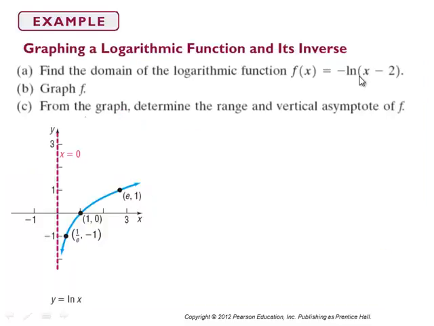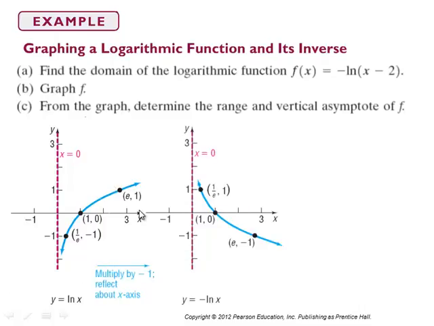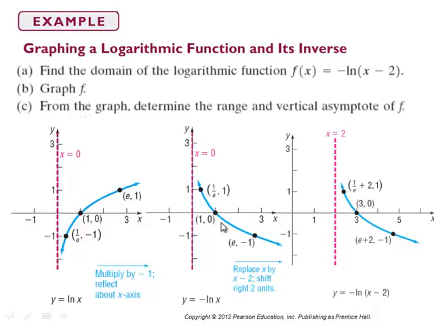So what would the graph of negative natural log of x minus 2 look like? Well, hey, we could just start off with the graph of y equals natural log of x, and then we can put a negative in front of it, which would reflect the graph about the x-axis, turn it upside down essentially, and then replace x by x minus 2, which shifts the graph 2 units to the right.